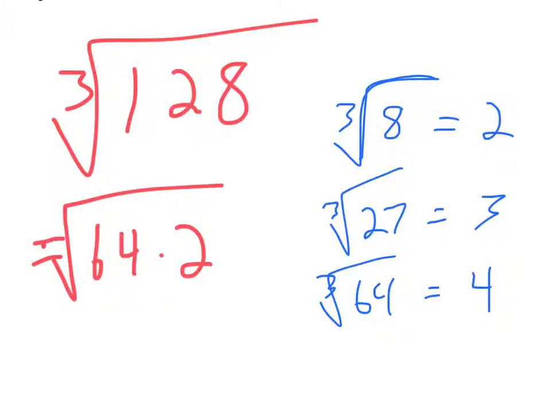Are these two things the same? Well, no, they're not, are they? Because I don't have a cube root here. But now, are these two things the same? And they are, because 64 times 2, that does make 128. So we still have the same stuff going on.